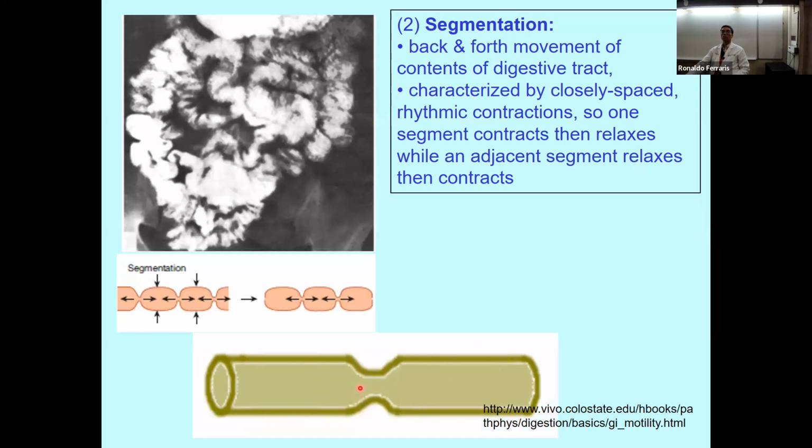Okay, so the contents of the digestive tract, what do they do? What is the purpose of this segmentation? Well, it reduces the unstirred layer, and it makes your chemical digestion more efficient.